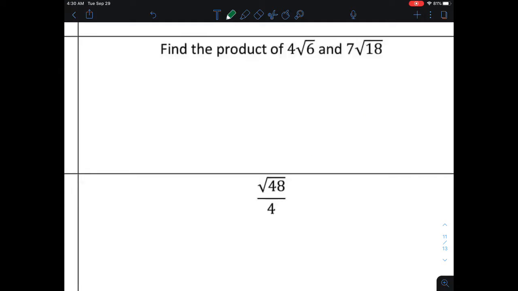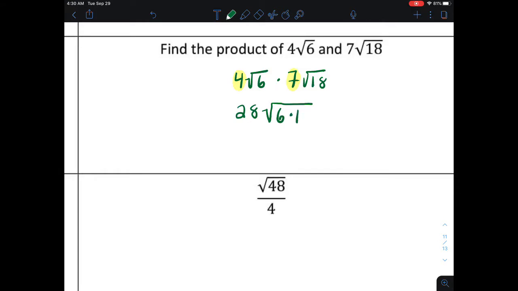Okay, now we're looking at this next. I want to find the product of 4 root 6 and 7 times the square root of 18. Well, that just means multiply them together. So 4 times the square root of 6 times 7 times the square root of 18. I can multiply the numbers in front of the radicals together. That gives me 28. And now I'm going to figure out what goes inside the square root. Inside the square root is going to be the product of the numbers inside.